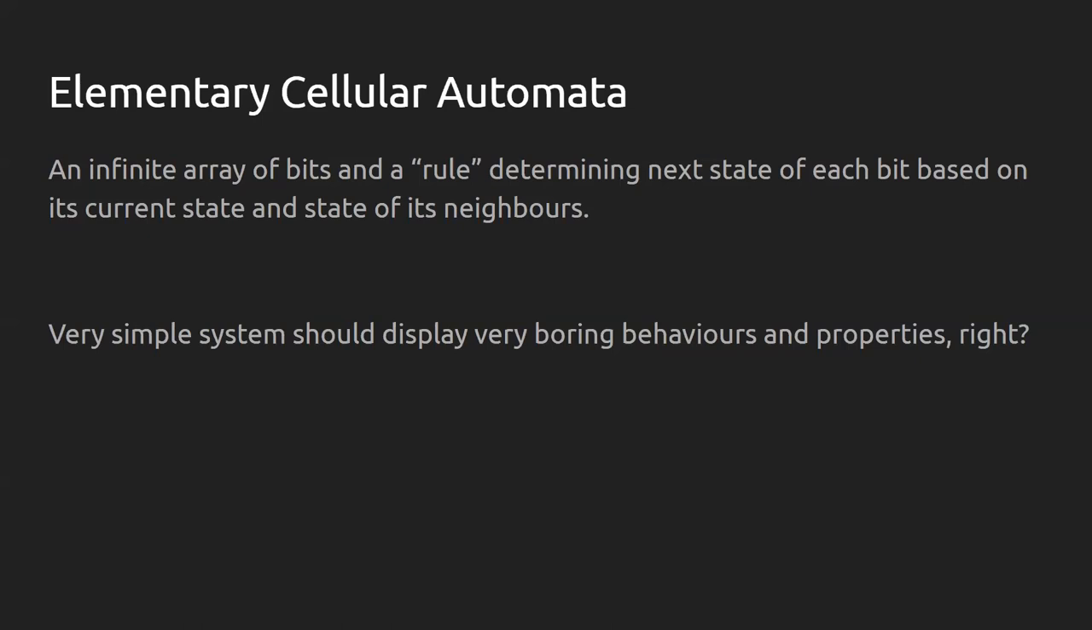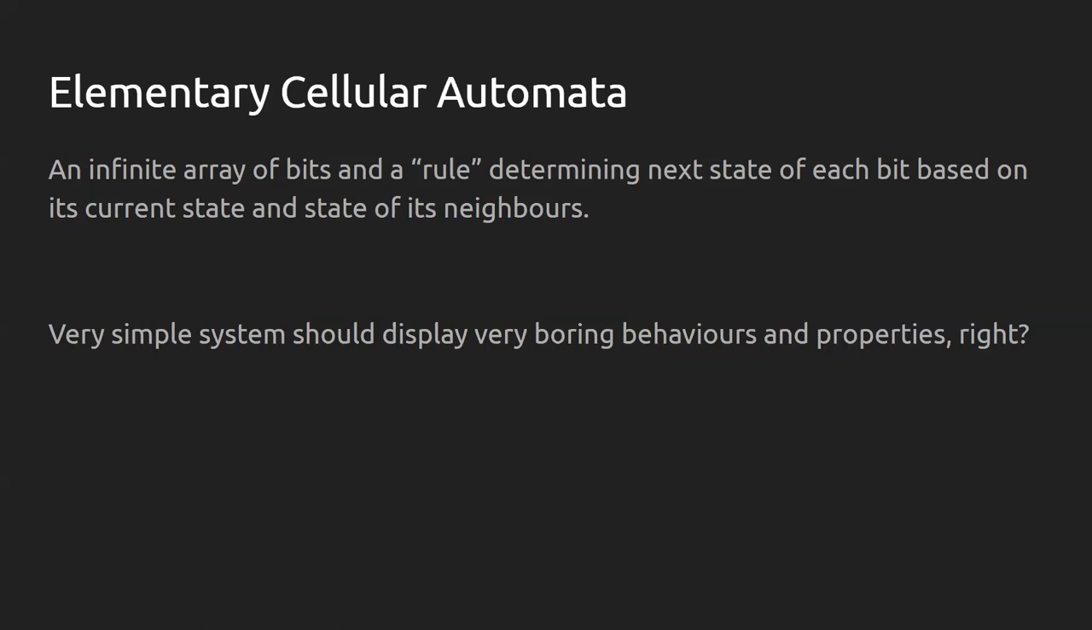There is also a rule for the evolution of the system, because at each step, each of the cells updates its value based on its current state and its two neighbor states. So cell i at time t plus one would be a function of cell i at t, cell i plus one and i minus one at t.